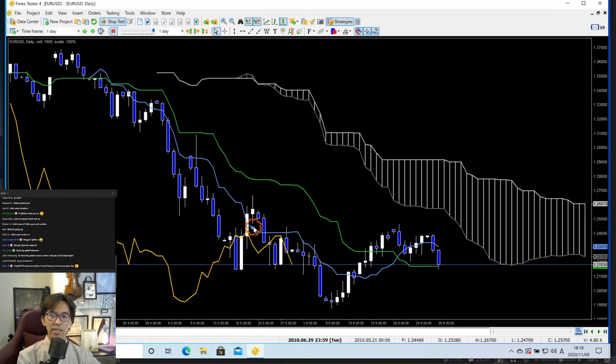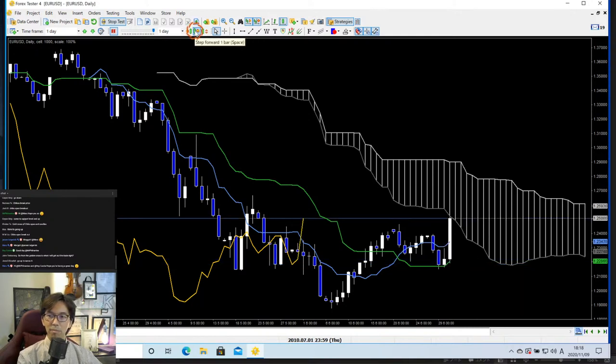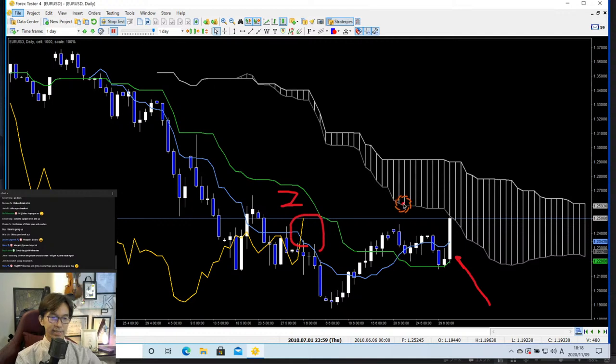Okay, now Chikouspan is overlapping with the candles still. Market's ranging. Kijun-sen flat and market's ranging. So now I see a Chikouspan breakout here, exactly on this candlestick. Chikouspan went above the candles, so this is a second confirmation for the potential uptrend. And then what we can wait for is the Kumo breakout.